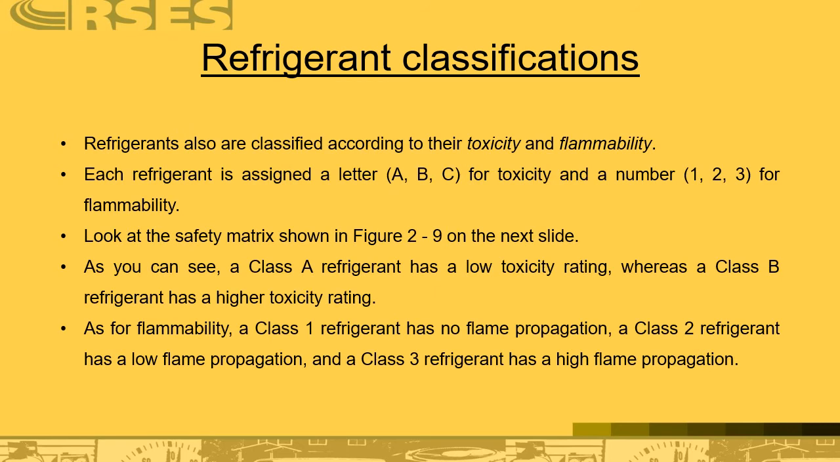Refrigerants are also classified according to their toxicity and flammability. Each refrigerant is assigned a letter, A or B, for toxicity and a number, 1, 2, or 3, for flammability. Look at a safety matrix, which is shown in figure 2-9 on the next slide. As you can see, a Class A refrigerant has a low toxicity rating, whereas a Class B refrigerant has a higher toxicity rating. As for flammability, a Class 1 refrigerant has no flame propagation, a Class 2 refrigerant has a low flame propagation, and a Class 3 refrigerant has a high flame propagation.